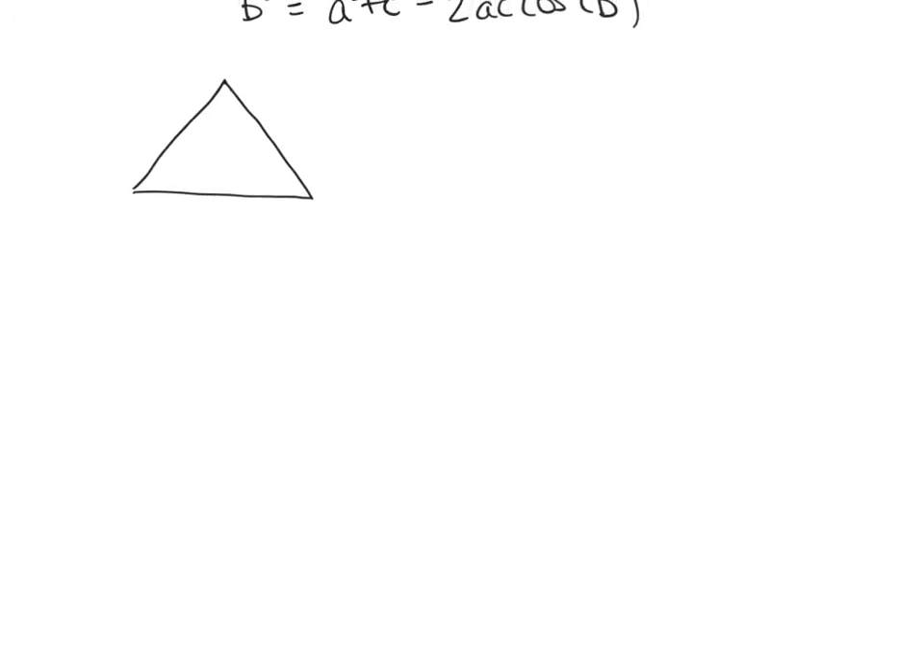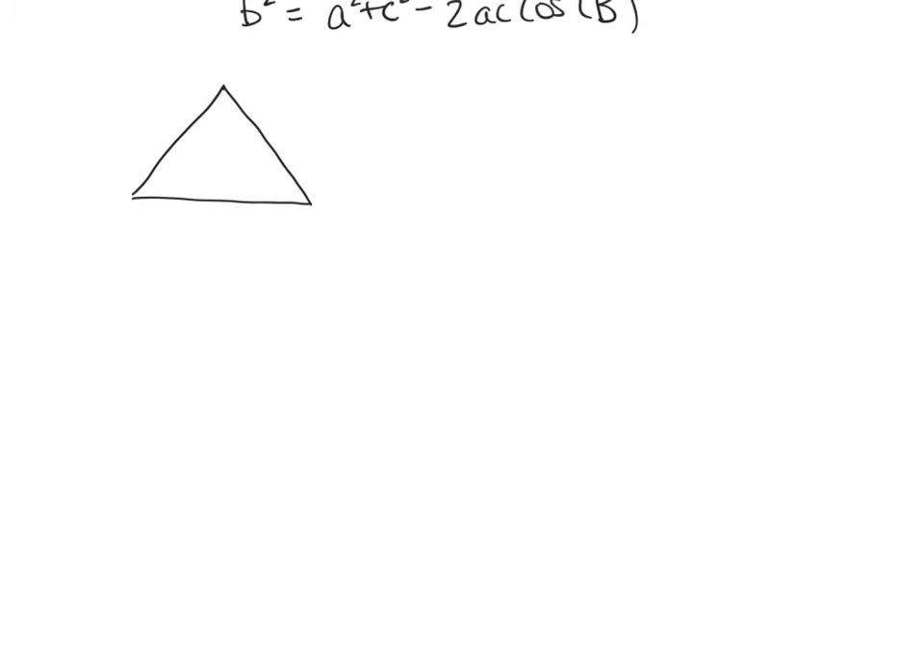Is this to scale? I don't know. Okay, so let's see. We'll do A, B, C. We're going to say that side length A is 9, side length B is 6, and side length C is 14. So this is an example of side, side, side. I haven't given you any angles.